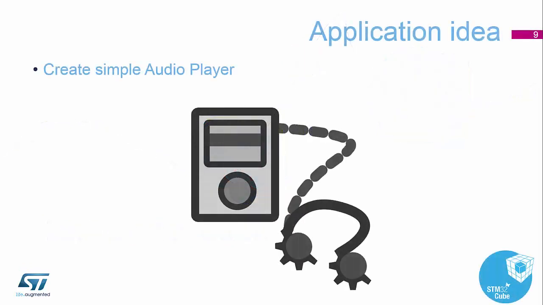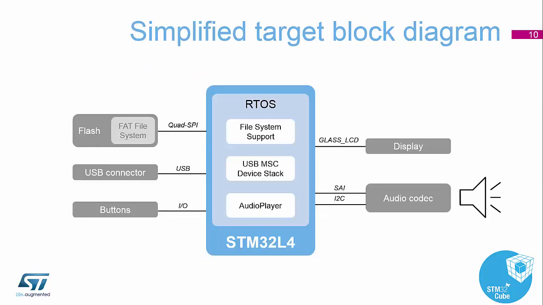The application we're going to generate is a very simple audio player. We are going to use the STM32L4 to stream audio from the quad SPI flash via a FAT file system out through the audio codec to the headphone socket. We're going to use some of the buttons, the left, right, up and down buttons, to do the stop, play and pause. And we'll be displaying text to say what mode we're in on the segment LCD display.